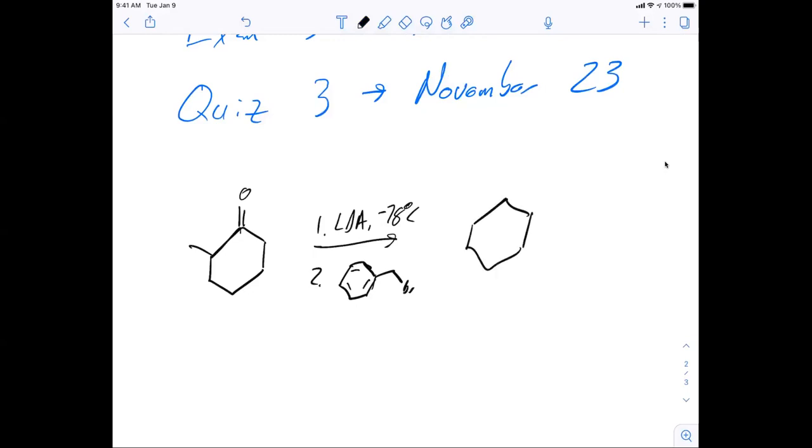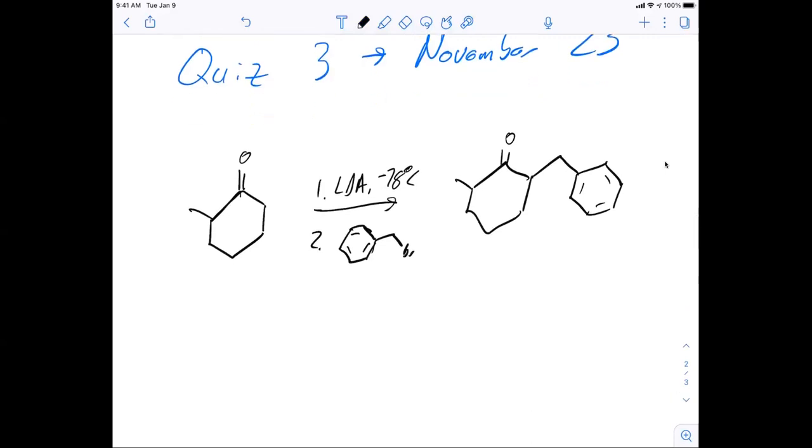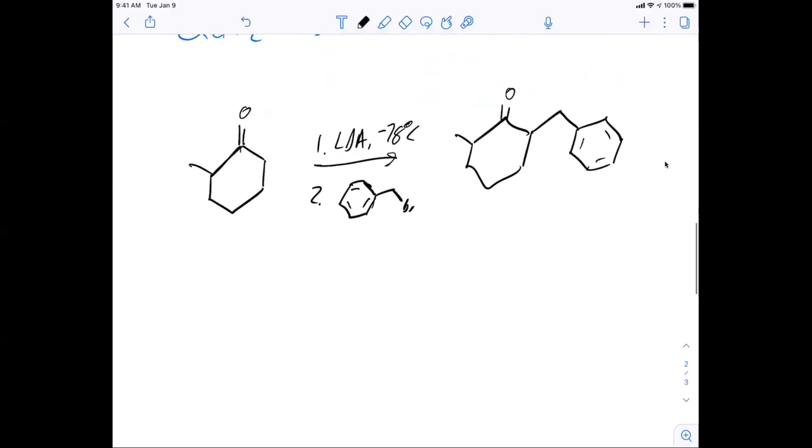This is the answer, and several people have shown this as the answer, and it's not grading it correctly. So I'll turn this one in, but with the LDA minus 78, it should go to the opposite side, the kinetic side, and this should be your answer. A couple of people sent me those, and this is what it should be. There's another one that's not being graded correctly.